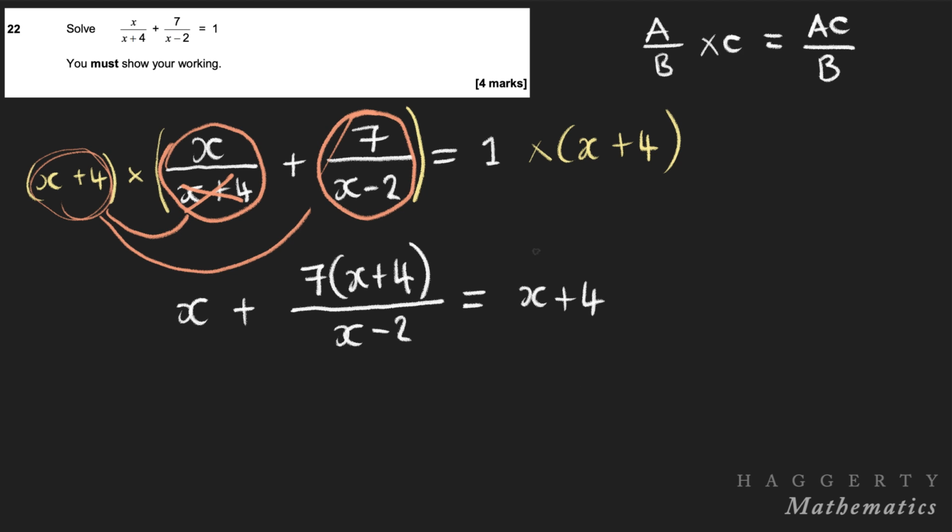All right. I'm going to do that again, but this time I'm going to do it with the other denominator of x minus 2. So take that left-hand side, times it with x minus 2.